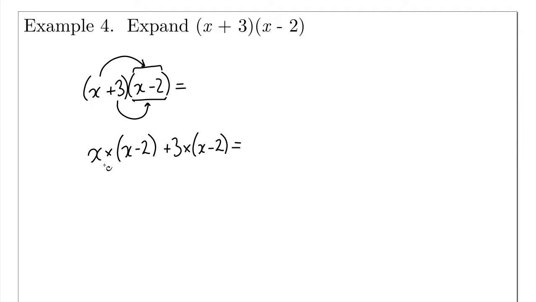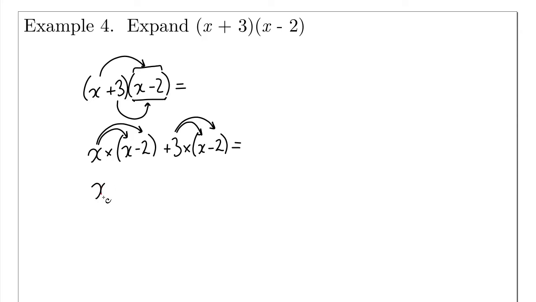So we took the first term in the first bracket and multiplied it by all of the second bracket, and we took the second term in the first bracket and multiplied it by all of the second bracket. And now what you see is that we have two expressions here that are very similar to examples 1, 2, and 3. So what we do is we multiply the x by x and x minus 2. Then we do 3 times x and 3 times minus 2. So we expand these separately.